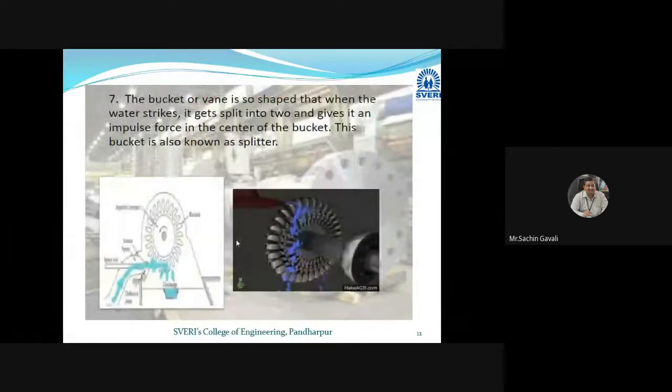The bucket or vane is so shaped that when the water strikes, it gets split into two and gives an impulse force at the center of the bucket. This bucket is called the splitter. So there are cup-shaped buckets like this. At the center of the bucket cup there is a line, a splitter. This splits the water jet into two halves. This is called the splitter.